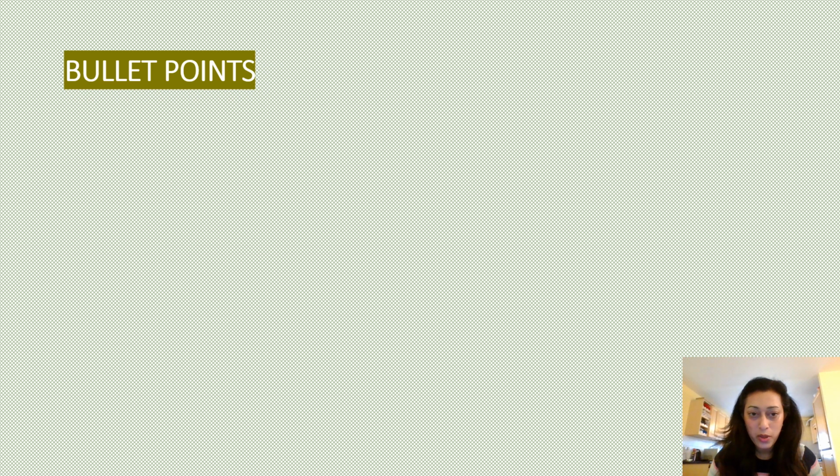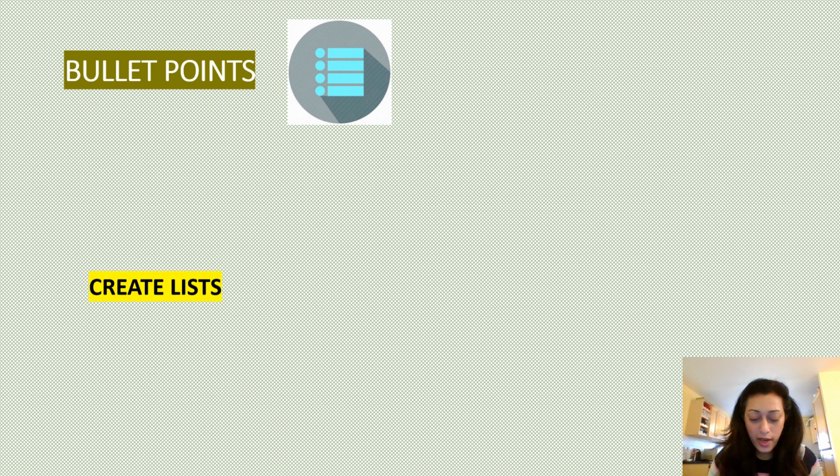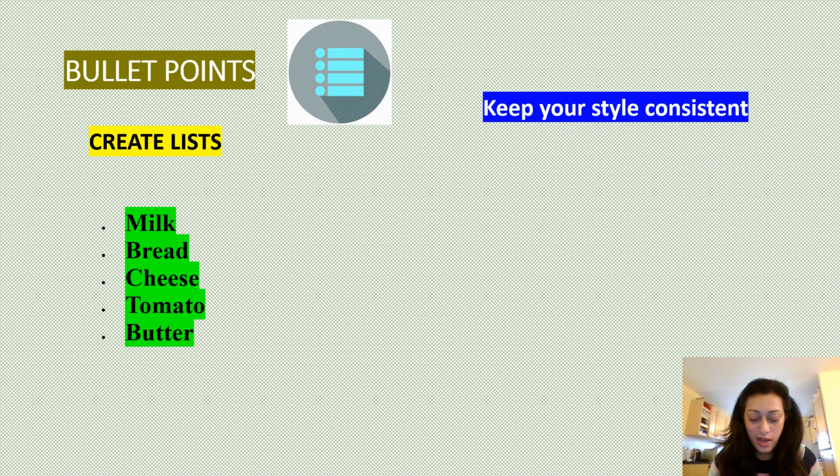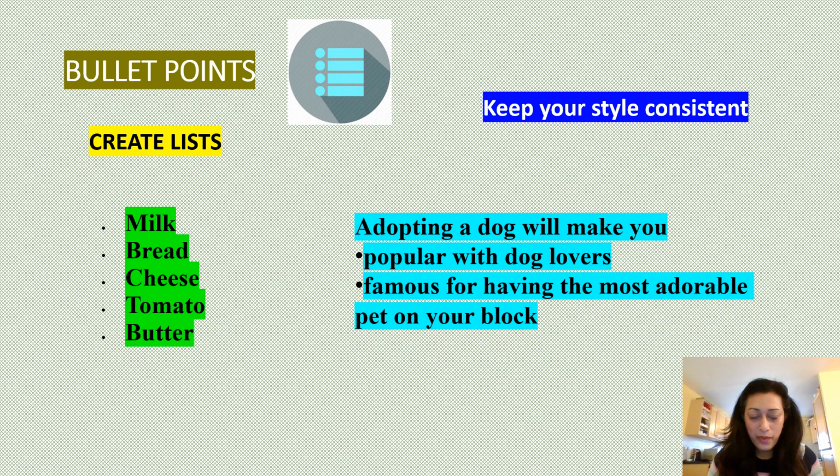So moving on to the bullet points. Bullet points are also frequently referred to as dot points, and they are used to create lists. For example, there is a list that you have prepared: milk, bread, cheese, tomato, butter. This is what you're going to be buying from the grocery today, and you don't miss out on any of the points.